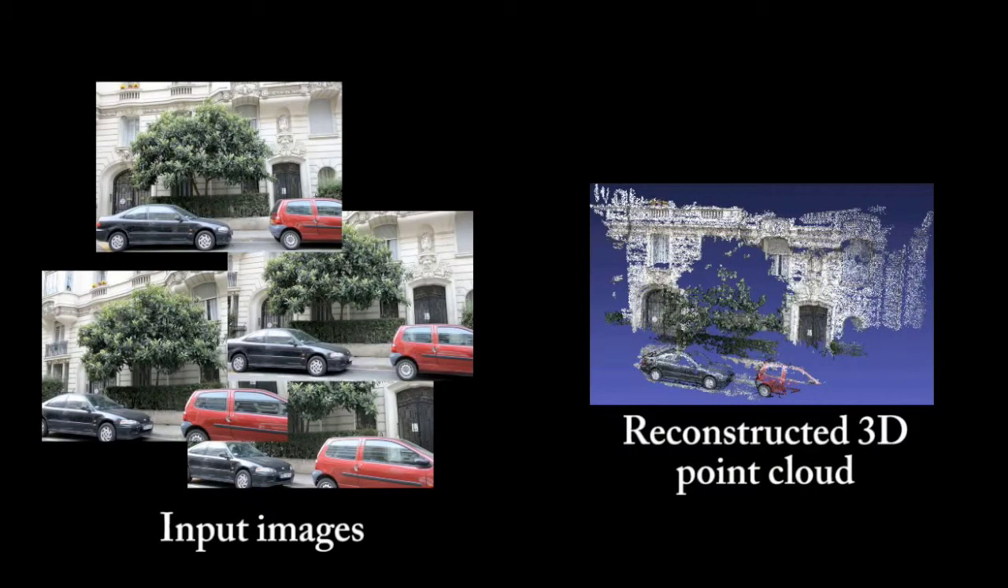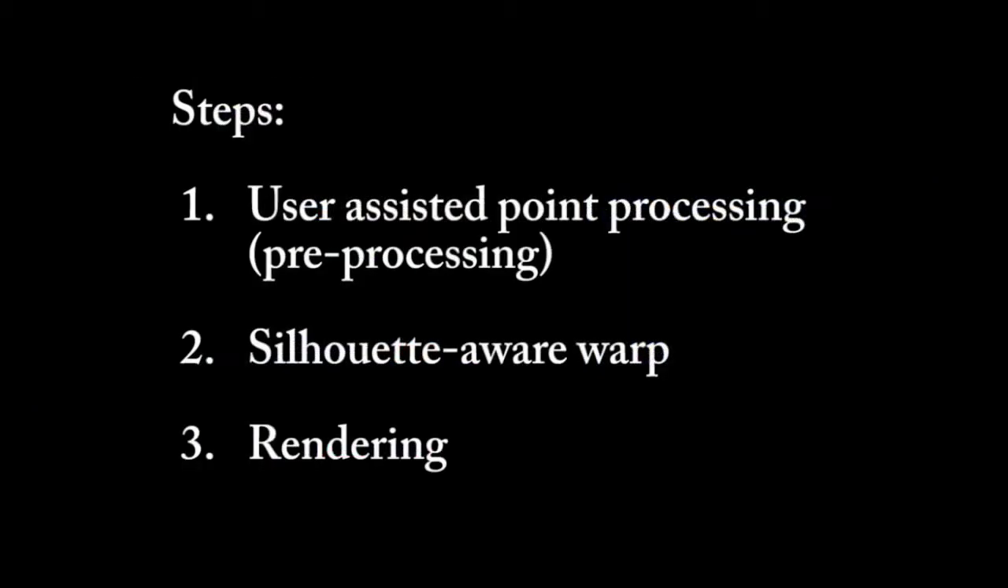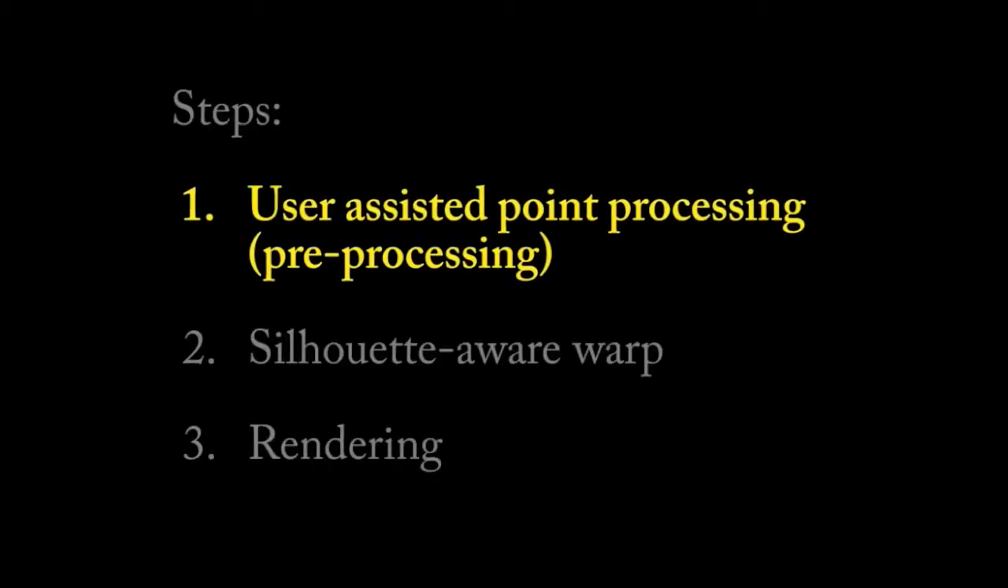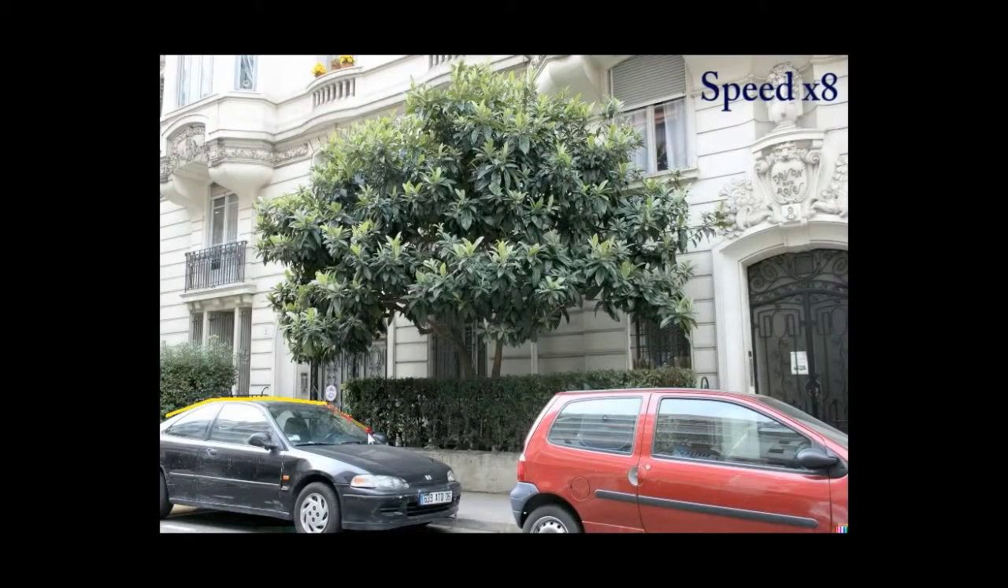We start with 10 to 12 input images and use computer vision algorithms to calibrate cameras and create a dense point set. Our approach has three main steps: user-assisted point processing, silhouette-aware warp, and final rendering. We start with a user-assisted point processing step. The user first marks important silhouettes, which help our algorithm handle occlusions correctly. Typically, this takes less than 1 minute per image.